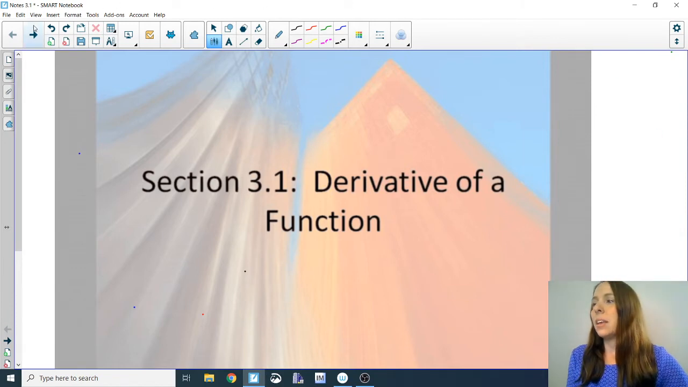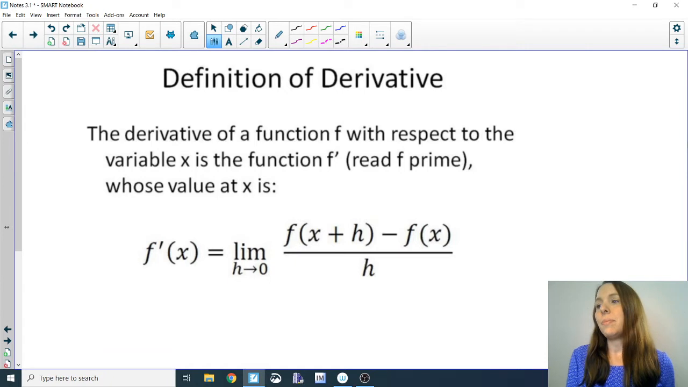All right, so what we're going to do to start is take a look at the definition of a derivative that you have seen actually a couple of times now from some other lessons. It might look a little bit different, and we'll talk about the difference, but first let's just read it. The derivative of function f with respect to the variable x is the function f prime, whose value at x is f prime of x, equal to the limit as h approaches 0 of f of x plus h minus f of x, all divided by h.